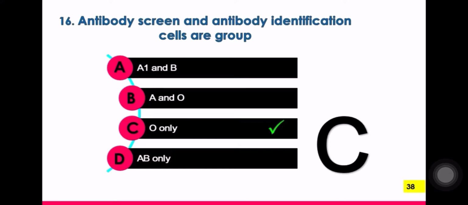Now, antibody identification cells are also human products. As with the antibody screen cells, these are group O cells that have been tested for the presence of most commonly encountered antigens. So remember, screening cells are used for antibody detection, and panel cells are used for antibody identification.